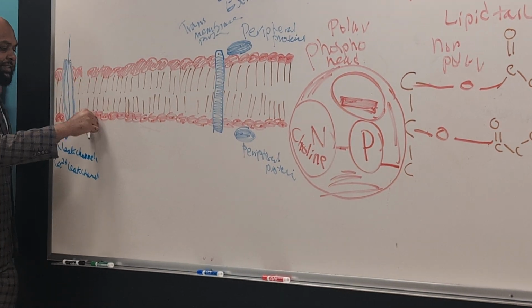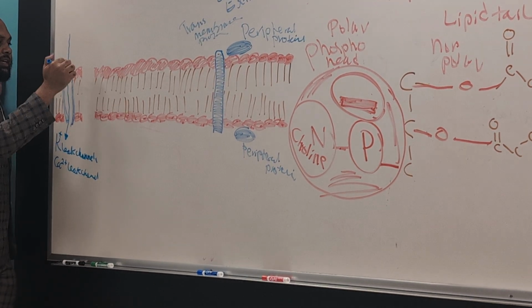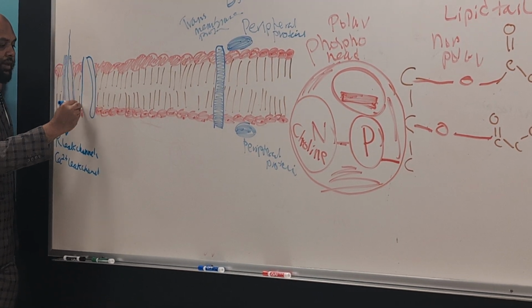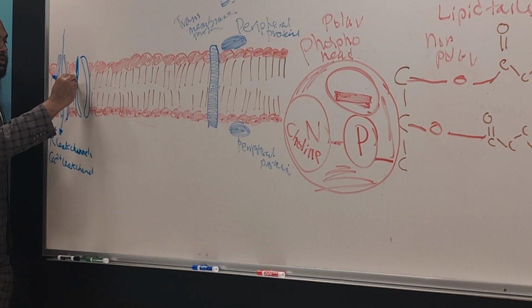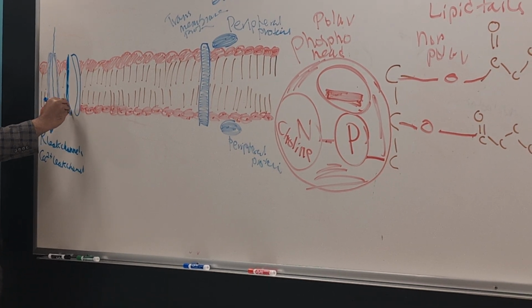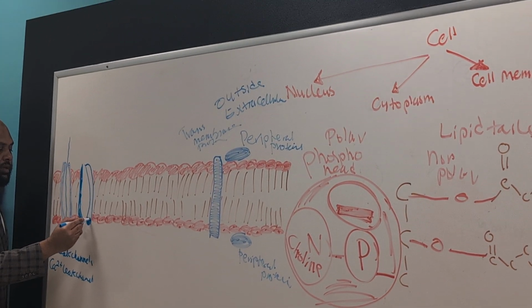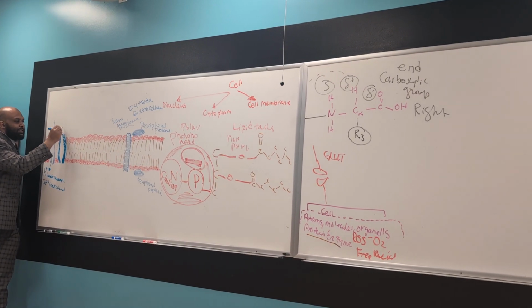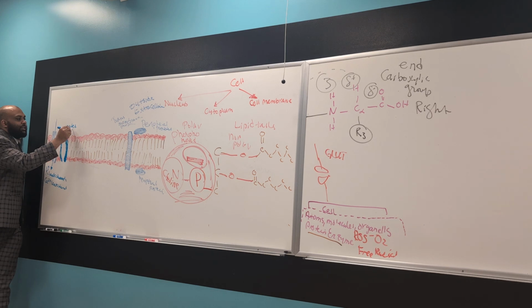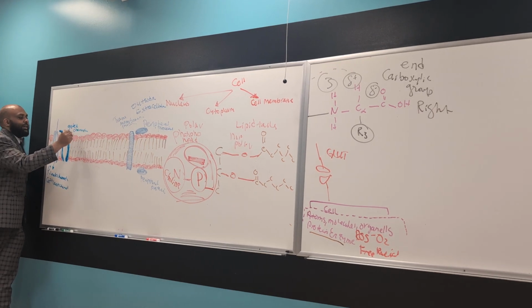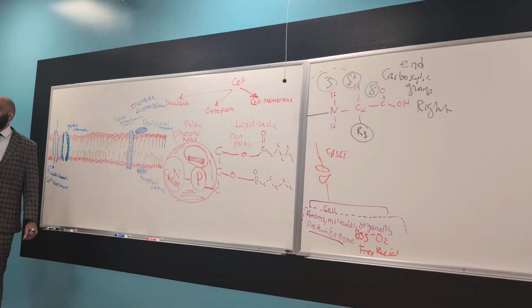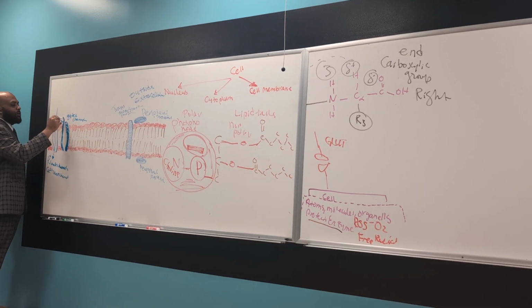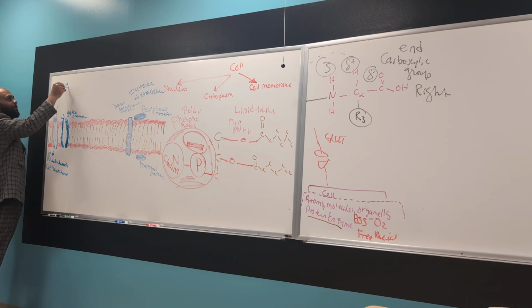Then you have channels that are not leak. These channels are closed. And these are known as what? Ligand. These are known as gated channels. The gated channels will not open except when something opens them. Something that could open them could be, for example, a ligand. So you have ligand gated channels.